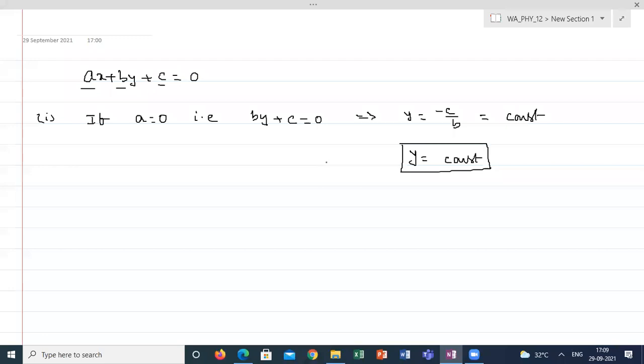If y is equal to constant, that represents what? That line is parallel to... the given line is parallel to which axis?